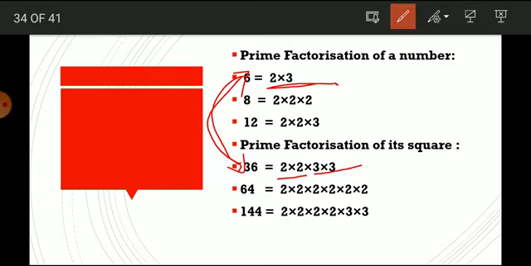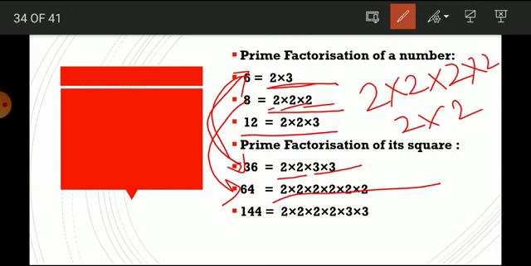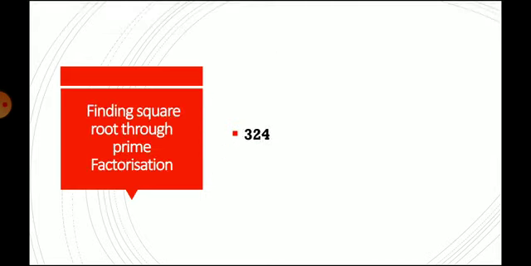After that, 864, here there are three 2s. In this, the 2 is twice, and the final 2 is also twice. See, there are 6. Next, 12 means this 2 two times, this 2 two times, and this 3 two times. So we just elaborate this number. So, finding the square root through prime factorization.